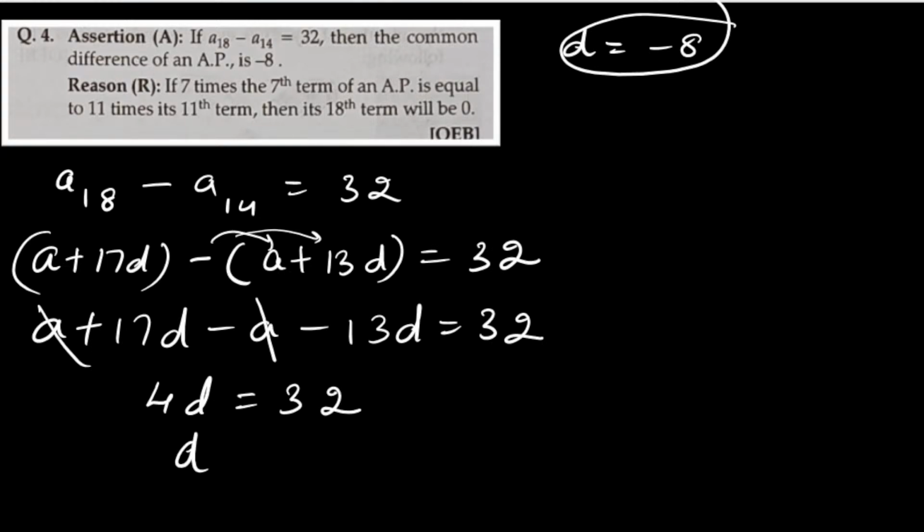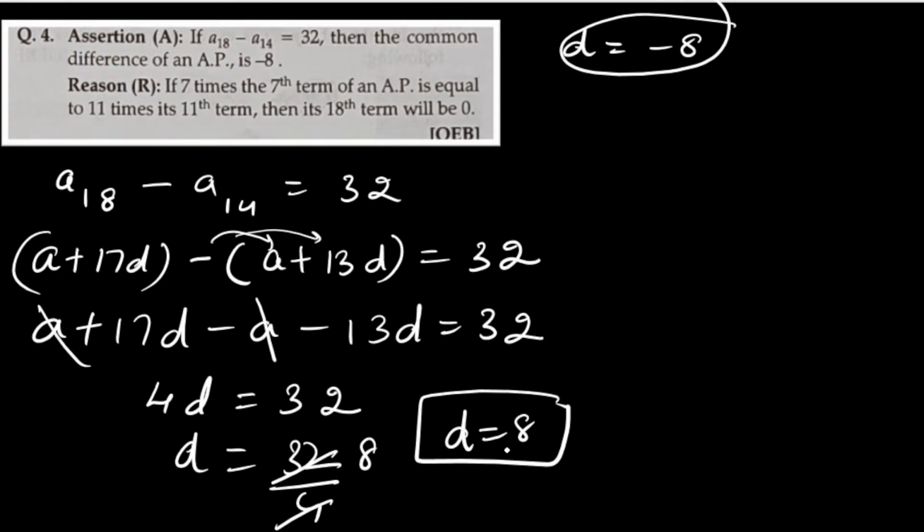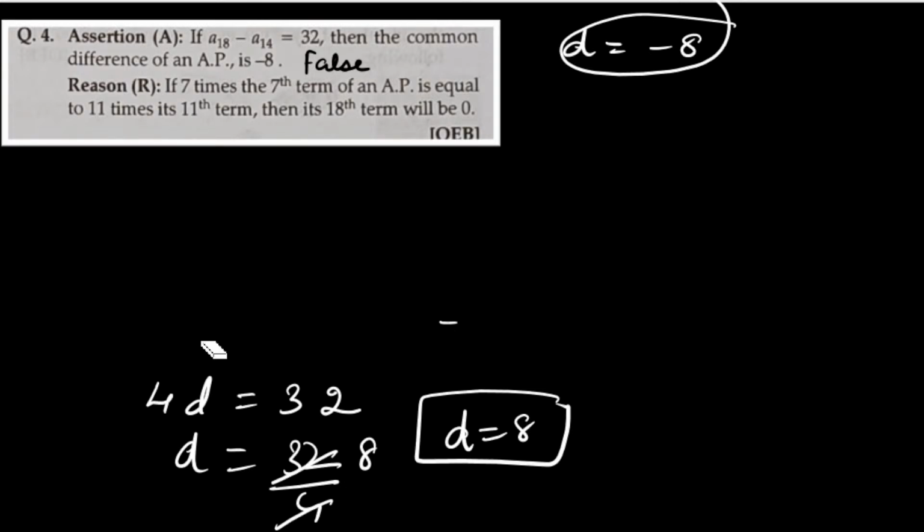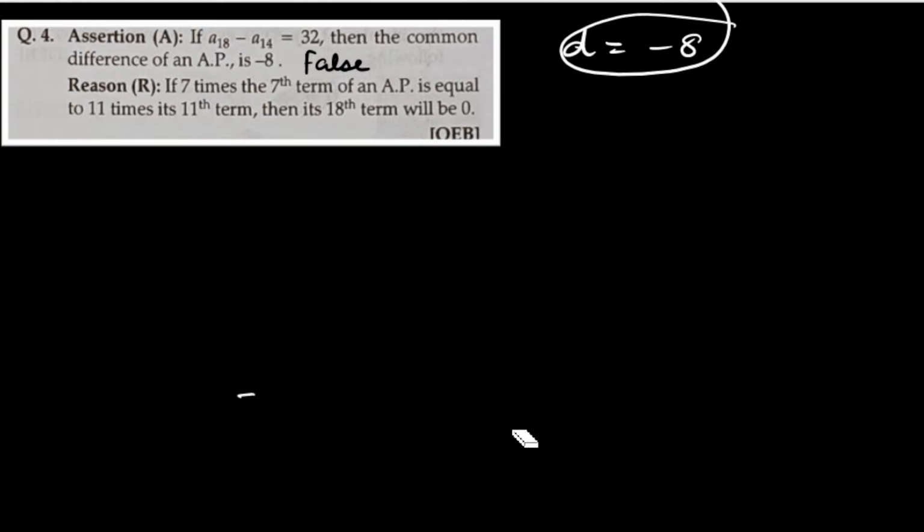So D is equal to how much? What's the value of D we are getting, and what's the value of D they have mentioned? Are you all getting D's value as 8, positive 8? Yes, so we are getting positive 8, but the given is negative 8. So that means A is false. Let's check the reason. The reason also we have to simplify.